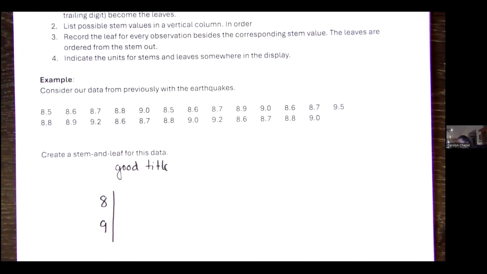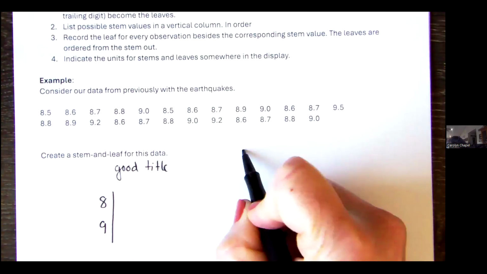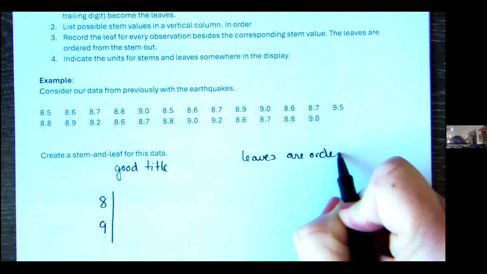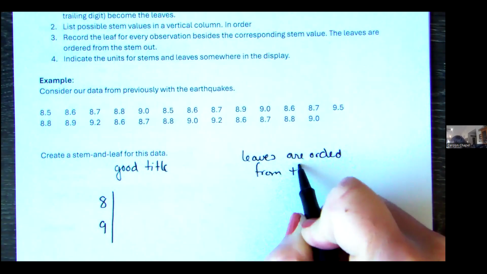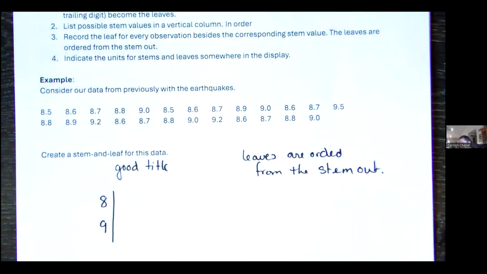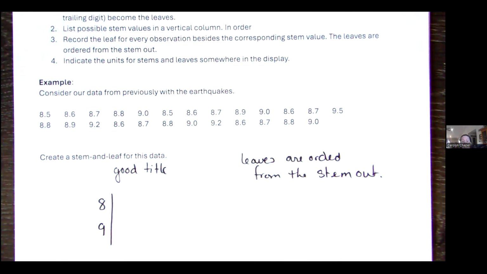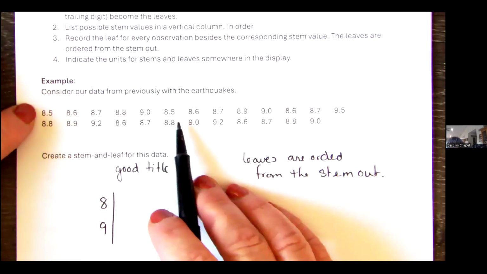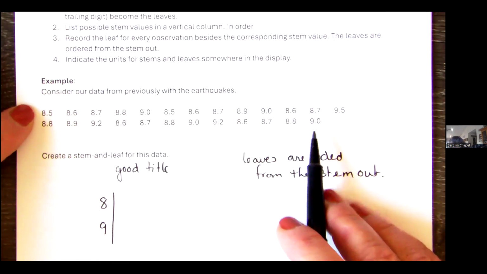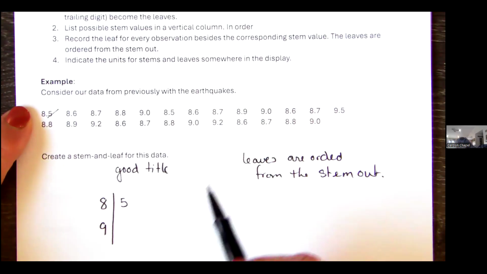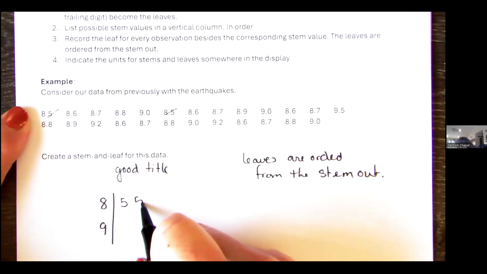The next thing I'm going to have to do is our leaves always get ordered from the stem out. I'll show you an example of another one in just a bit once we get this one finished. So I'm going to go through my data real quickly here, and I see an 8.5, I think, is my lowest value. So I'm going to write that 8.5, and I'm just going to write the stem. I see I have another one, so I'm going to write another 5.